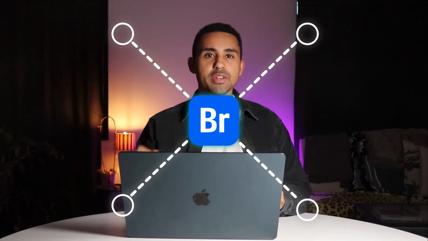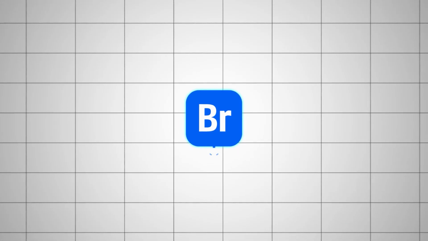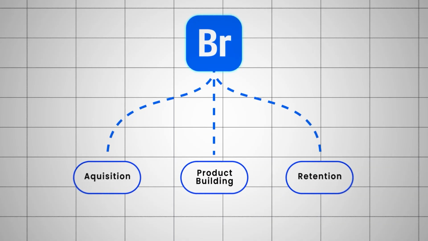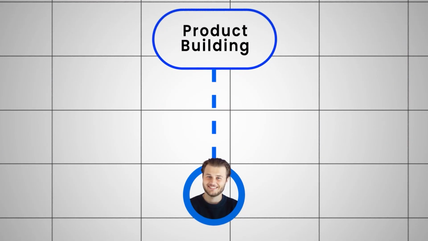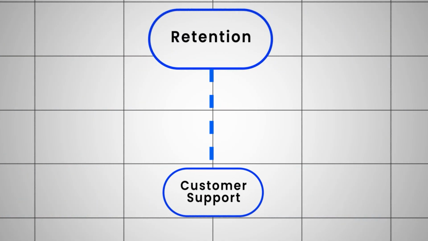The first step to making your business run without you is to quickly map out its core components. This shouldn't take more than 20 minutes using a tool like Miro. For my software company, Breakcold, there were multiple areas critical to running the business. Product building, handled by my co-founder, acquisition, split into inbound and outbound, retention, mainly customer support.